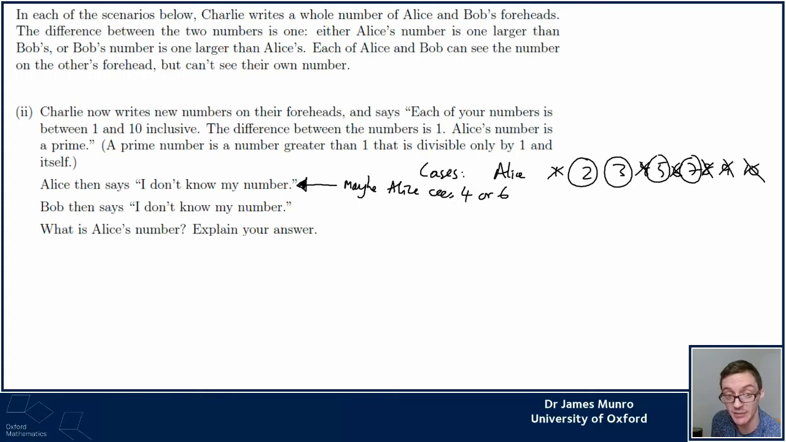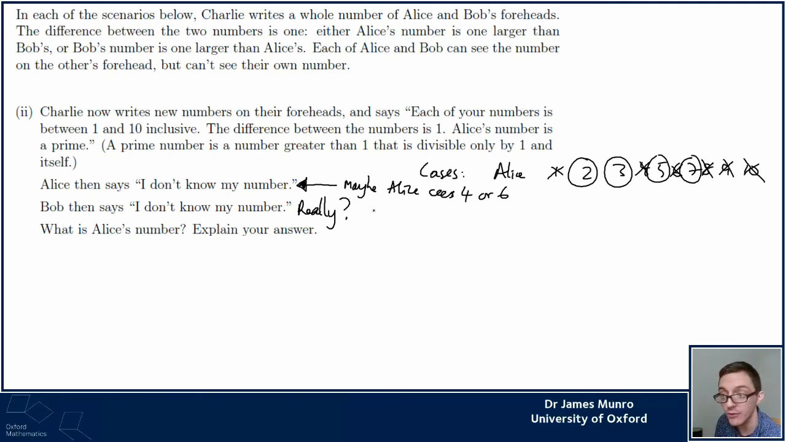Bob hears this and understands it and knows that Alice sees 4 or 6. I suppose they speak the same language as well. Whatever. Bob says, I don't know my number. I really feel like Bob's let the team down here. Bob had so much information. Bob knew that his number was either a 4 or a 6, but he can't tell. Like, really, Bob? You can't tell. We told you it was 4 or 6. You can see Alice's number, and Bob still hasn't worked out what Bob's number is.